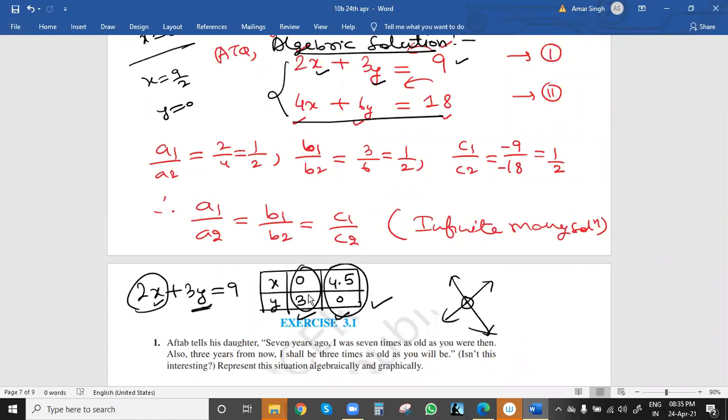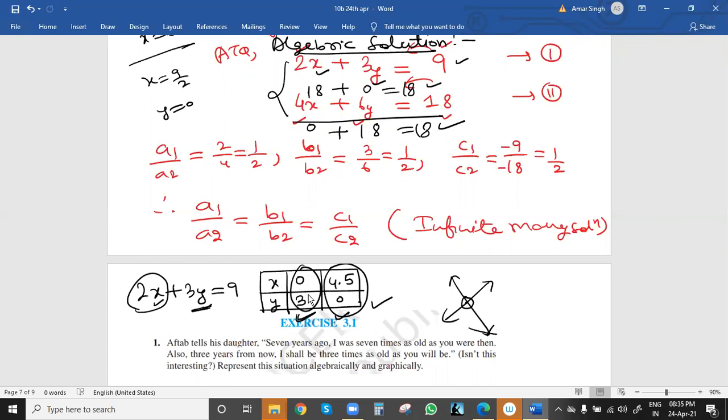Let us see. First, take X value 0, Y value 3. So 0 into 4 is 0, and Y value 3, 3 sixes are 18, equal to 18. Correct, perfect. Second value, X is 4.5 and Y is 0. So 4.5 into 4, 4.5 doubled is 9, 9 doubled is 18, plus 0 into 6 is 0, equal to 18. Perfect, correct. So both are solution values of this pair of linear equations.